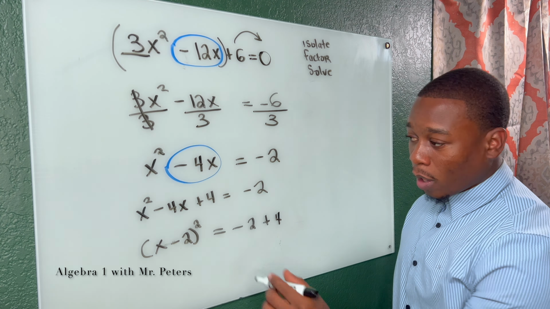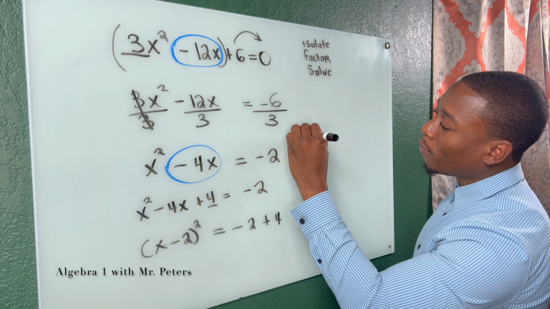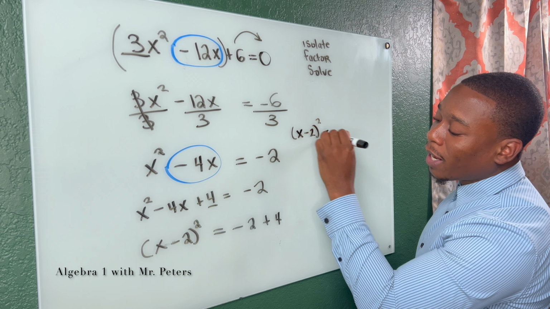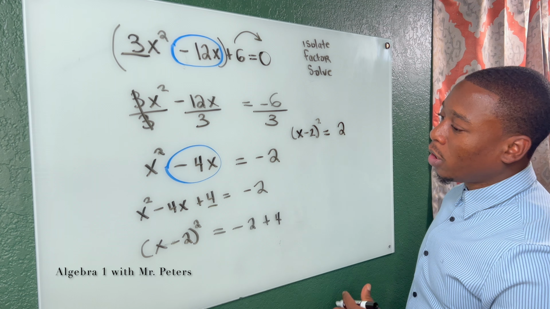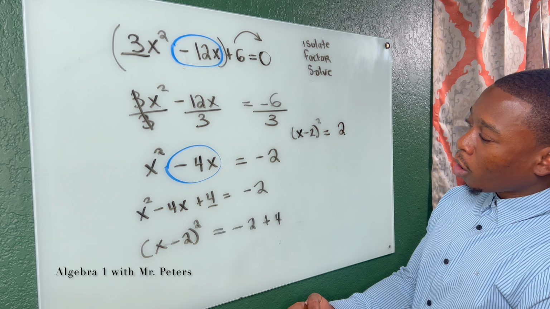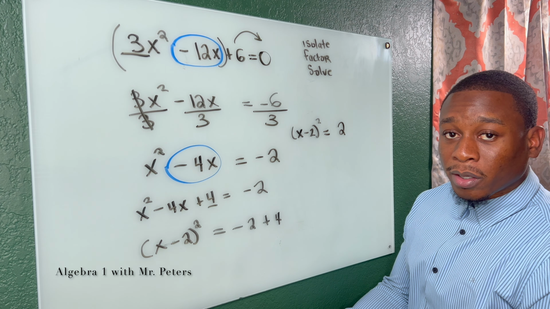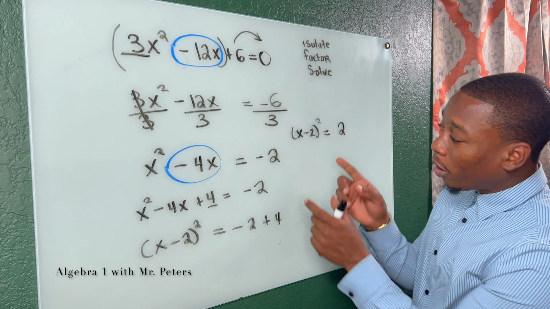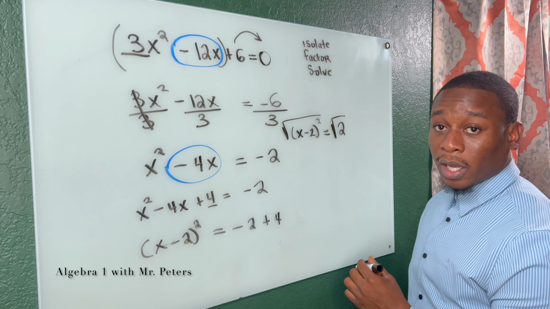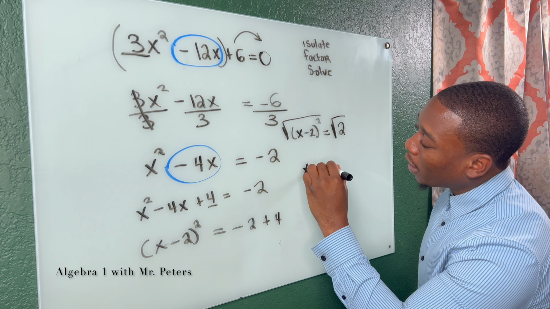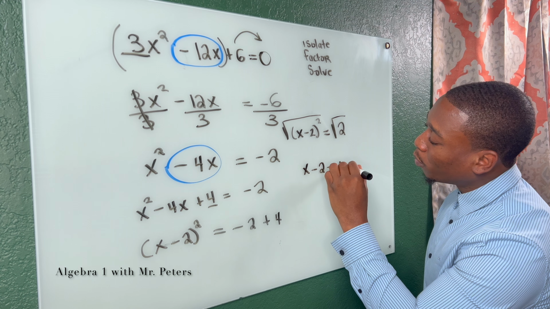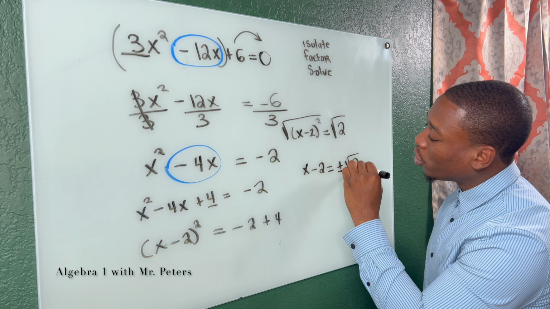So as we clean this up, we have (x − 2)² is now equal to positive 2. So we've isolated, we've now factored, right? We got our factor. Now we just need to make sure we solve. And to solve, we're going to do the same exact steps. Take the square root of (x − 2)², do the same thing on the other side. So we have x minus 2 is equal to plus or minus radical 2.